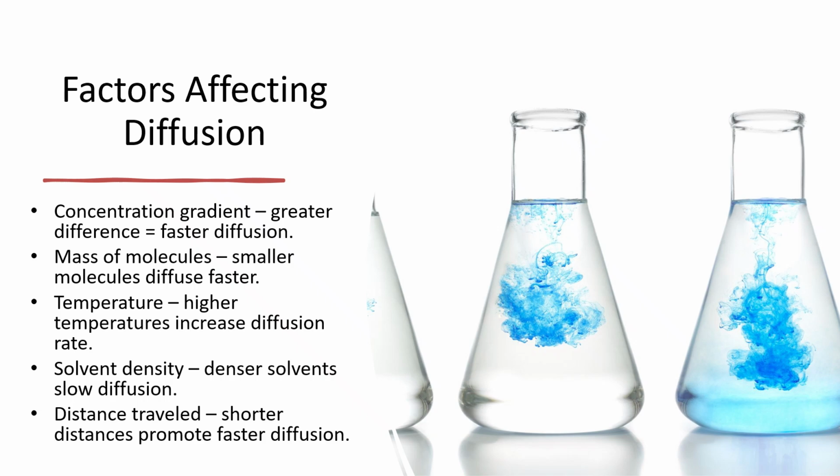Several factors can influence how fast diffusion occurs. A steeper concentration gradient means faster movement. Smaller molecules move more quickly than larger ones. Higher temperatures make molecules bounce around more, increasing speed. Denser solvents slow things down. And finally, the shorter the distance a molecule has to travel, the faster it diffuses.